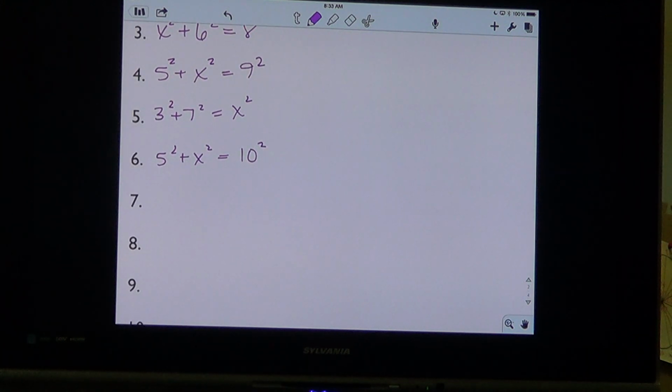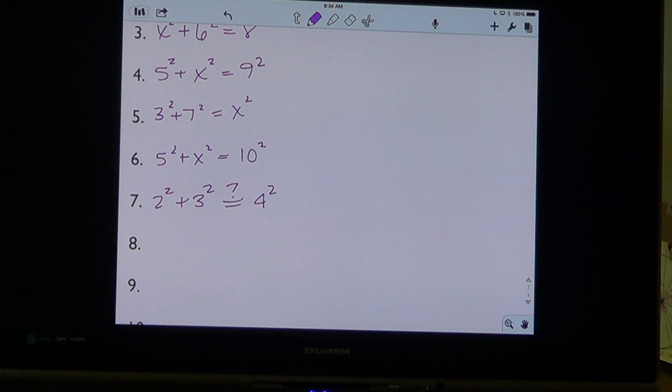In exercises 7 through 12, the lengths of 3 sides of a triangle are given. State whether the triangle is a right triangle. So, how are we going to do that? You take the two smaller numbers, square them and add them, and see if it equals the largest squared. So 2 squared plus 3 squared, and we're trying to see, does that equal 4 squared?